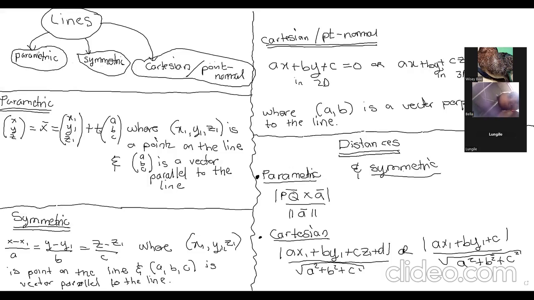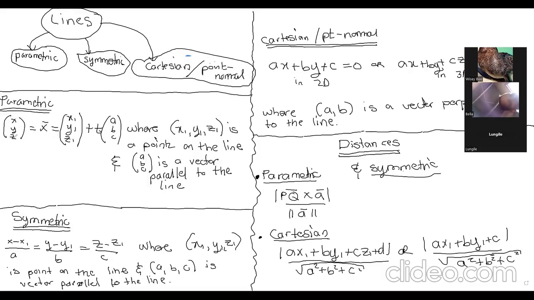There's the parametric form, this one, and then there is the symmetric form. Okay. Then there's a Cartesian point normal. I think we're used to this one. The parametric form, which is the one that is more important, it's represented like this.